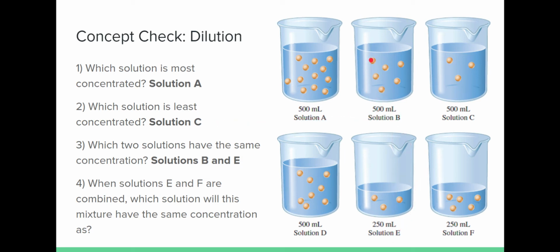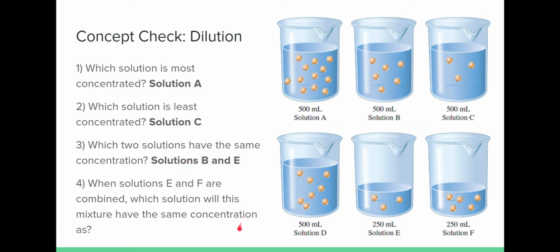Beaker B has exactly 6 particles per 500 milliliters, and you'll see that solution E has exactly half of that volume, but then it also has half the number of particles, so the concentration for beaker E remains the same as solution B here.